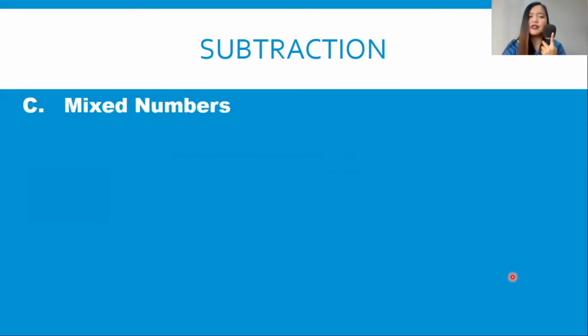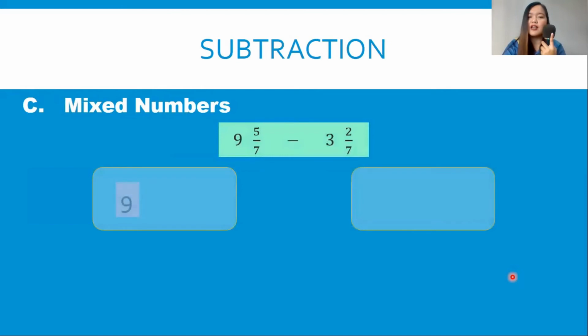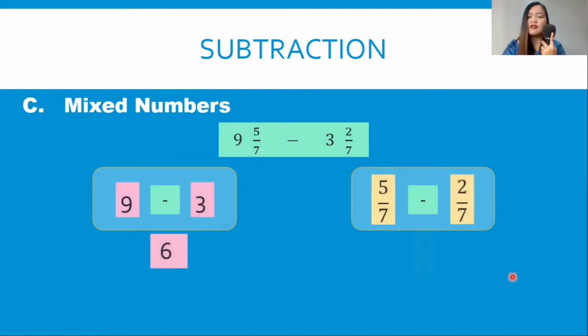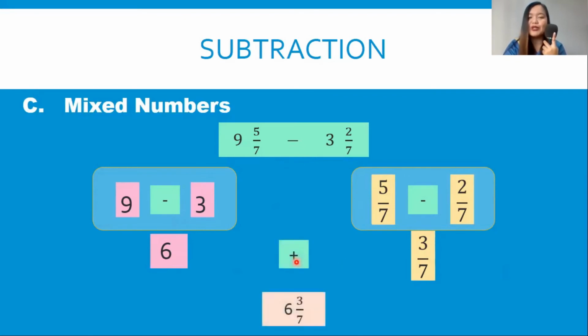Next is the mixed numbers. Again, just like addition, separate the whole number and the fraction. But this time, since our operation is subtraction, subtract now. And then again, just combine the two so that your answer is 6 and 3 over 7.